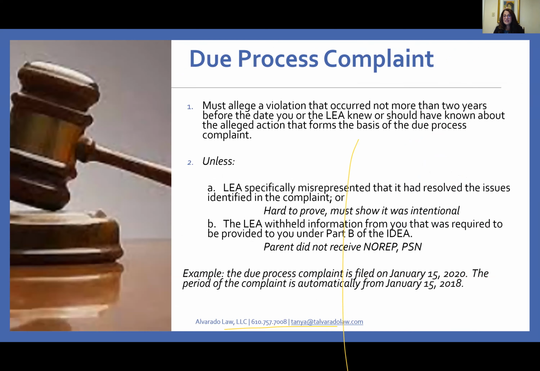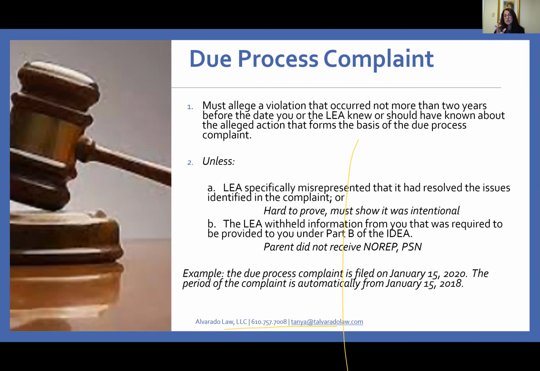All right. Due process complaint. With the previous mediation and state complaint, you don't necessarily need a lawyer. At mediation, you're also allowed to bring a lawyer. With a due process complaint, you don't have to have a lawyer either. You can represent yourself. I do not recommend that in any capacity. It is too complicated. The process and the questions to ask the witnesses are very complex.